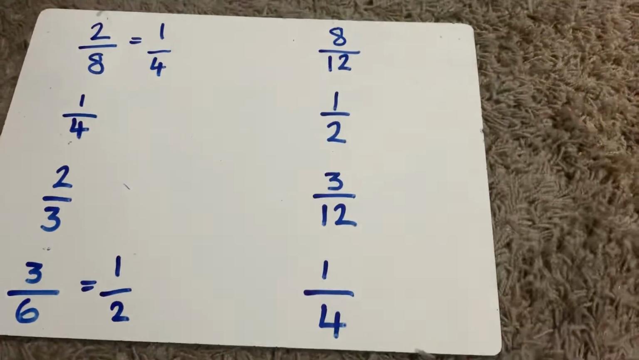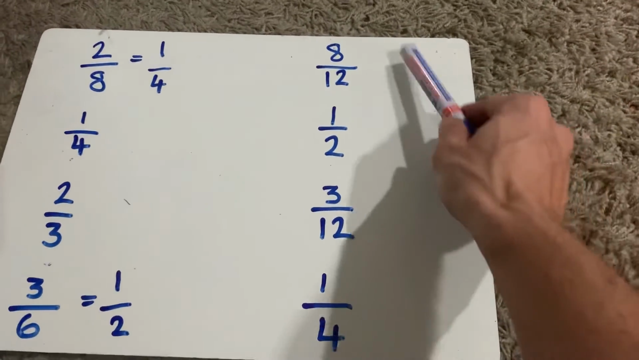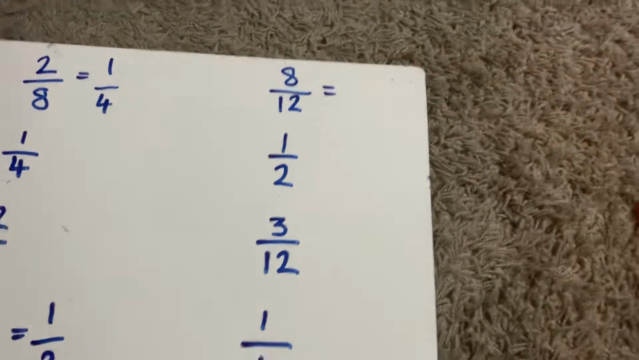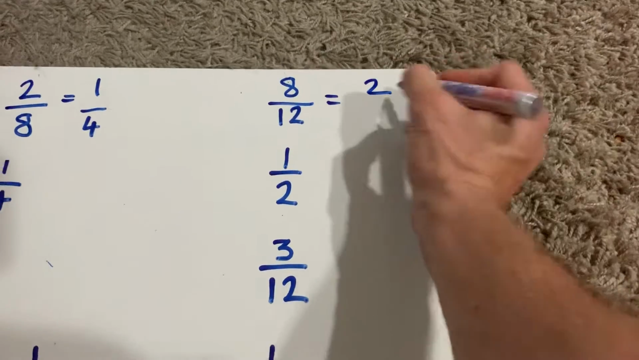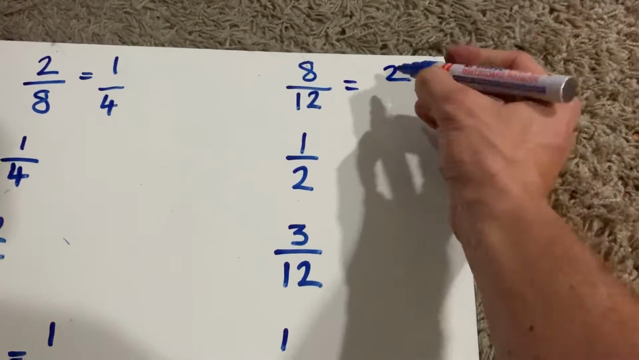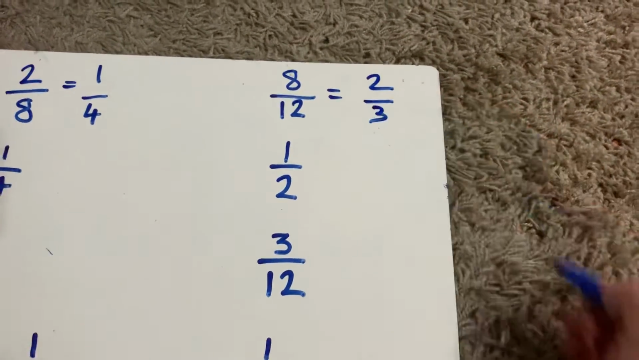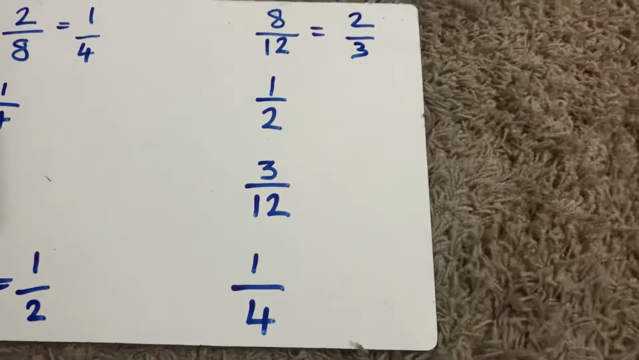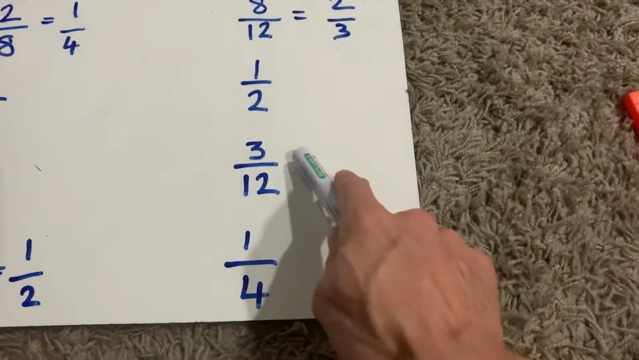So look at 8/12. Right, I know that 4 goes into 8 and 12, so I can simplify this fraction. So 4 goes into 8 2 times, and 4 goes into 12 3 times. Okay, I'm going to have a look at this, and as it has a 1 as a numerator, that can't be simplified. Let's look at 3/12.